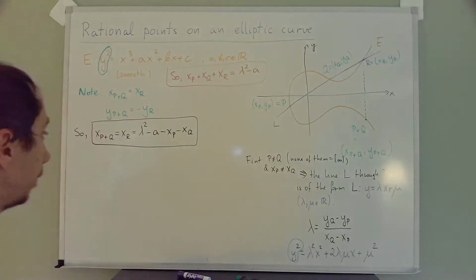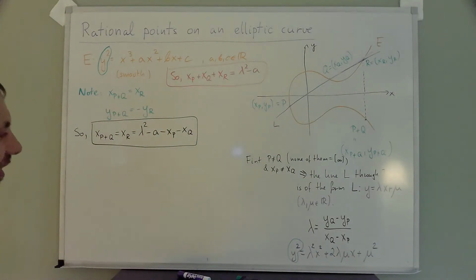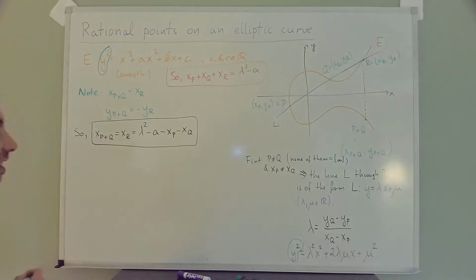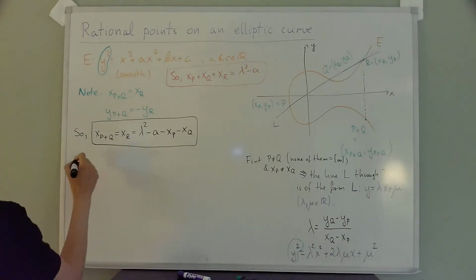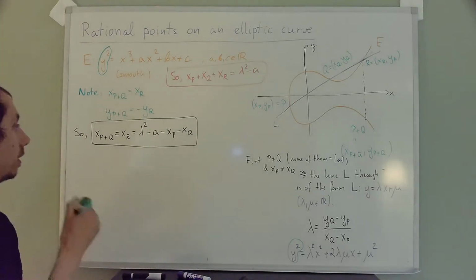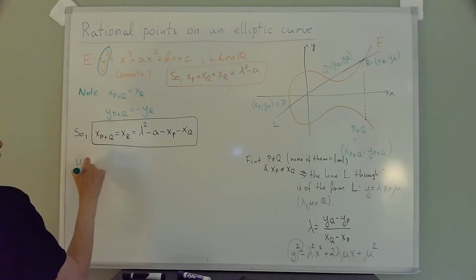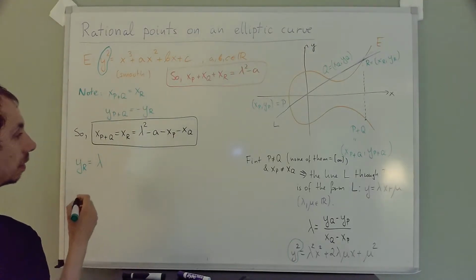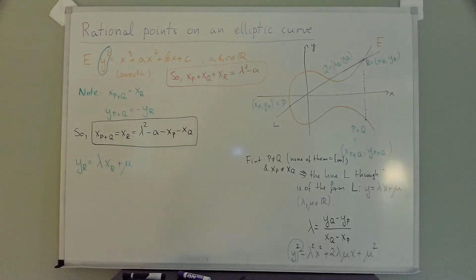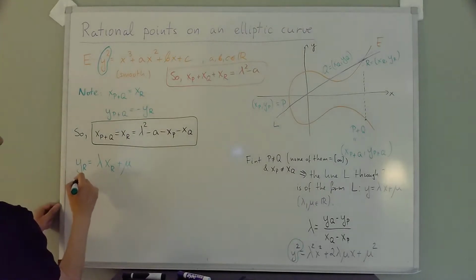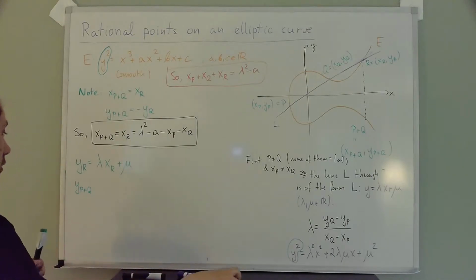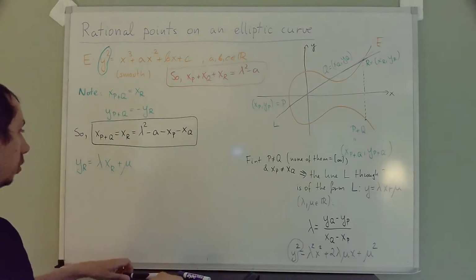more complicated formula. How do I get the y-coordinate? Well, that's easy, right? Once you have the x-coordinate, you know that y lies on that same line. So I have that yr is equal to lambda xr plus mu. So yp plus q, let me just actually write it already as a formula. There's not much to compute.